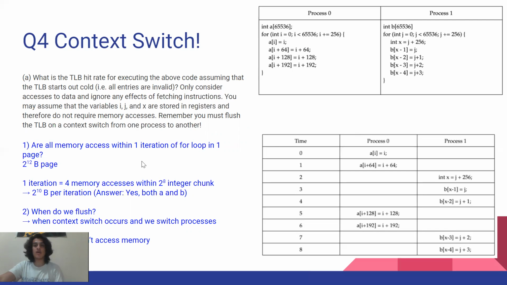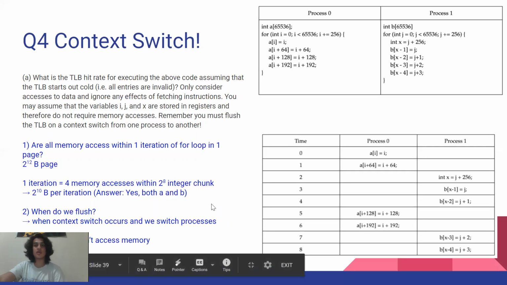So you have a 2 to the 12 byte page, and in both of these iterations we make, this one is clearly a hit because it's all within 5 integers, basically all within 4. And for this one here, for process 0, all of these are within a 2 to the 8th integer chunk, and there's 2 to 10 bytes per iteration. So we clearly have enough.